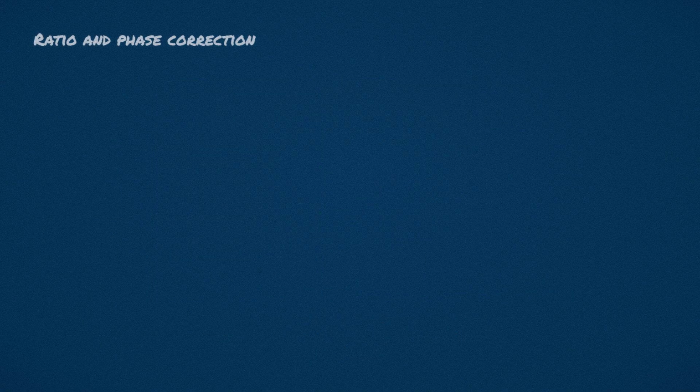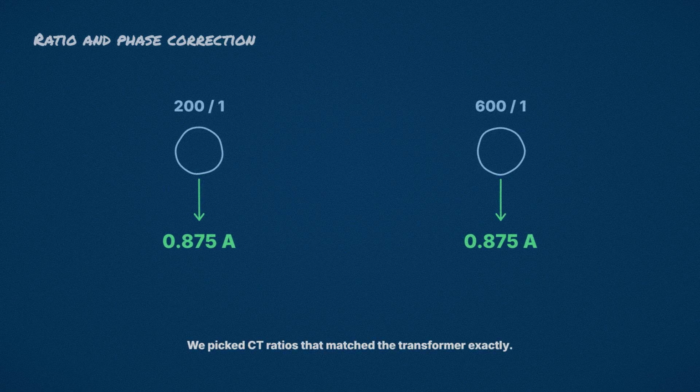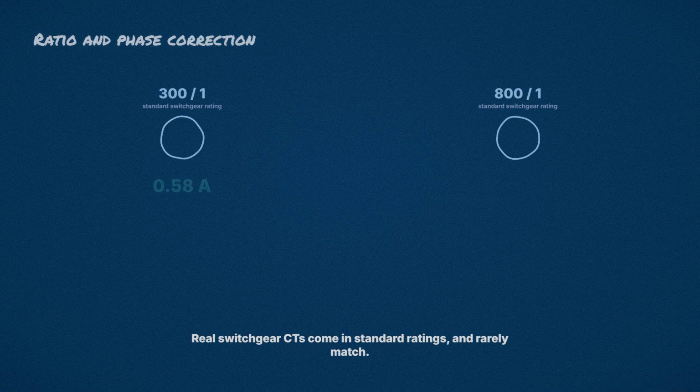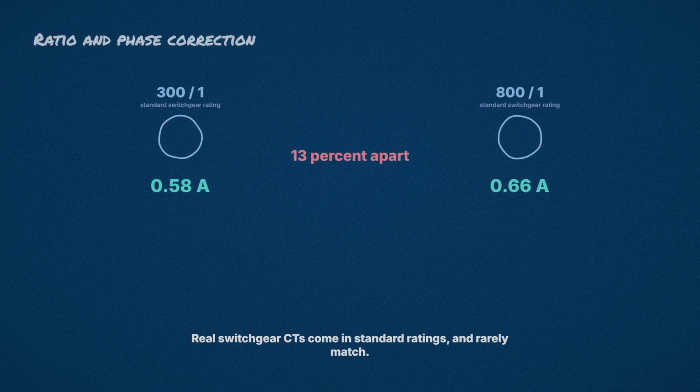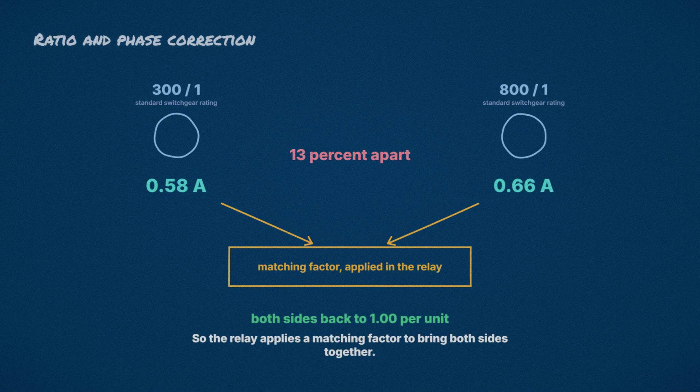But we have quietly assumed something about those current transformers. We picked the current transformer ratios to match the transformer, 3:1, and the two copies landed neatly on top of each other. Real life is not that tidy. The current transformers come from the switchgear in standard ratings, and they rarely match that well. So the relay applies a matching factor to bring the two sides together.